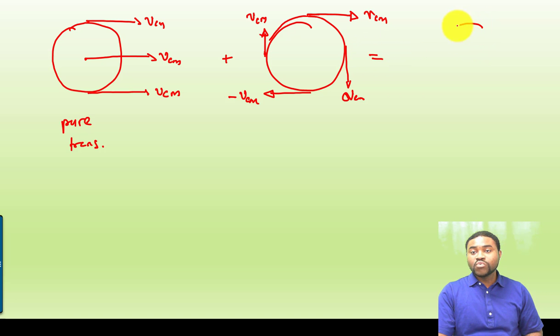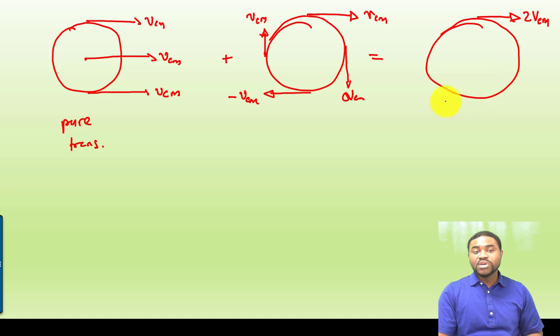Now, this is what happens when an object translates and rotates at the same time. We will vectorially add up these velocities. The velocity at the upper rim doubles because they are in the same direction. This is 2 v cm. The velocity at the lower rim cancels out. So there is no relative velocity at this point.